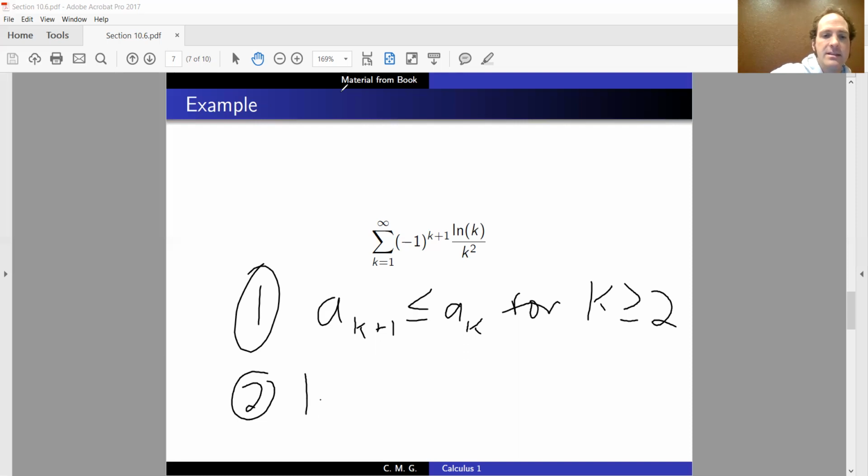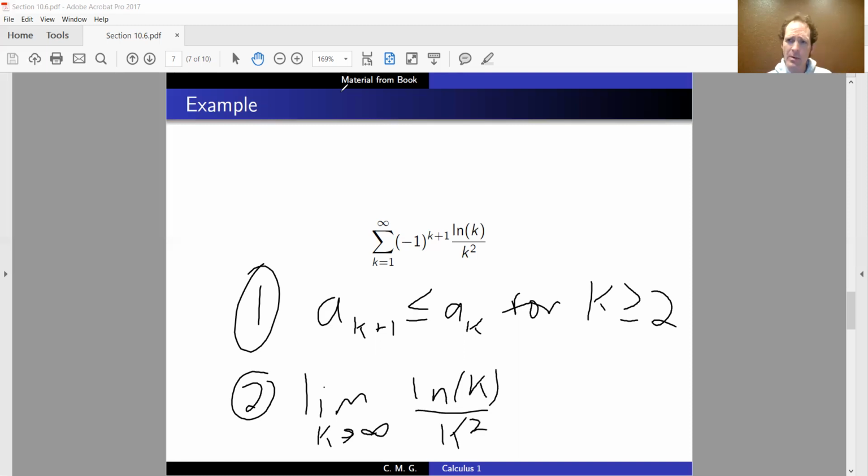Then what's the limit as k goes to infinity of natural log of k over k squared? So there's a couple ways you could do this. You could do that growth rate thing where we said, okay, the thing on the top, the natural log, grows slower than the k squared. So this limit is just going to be 0.